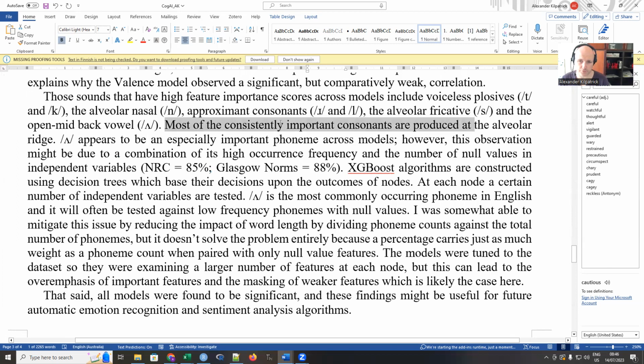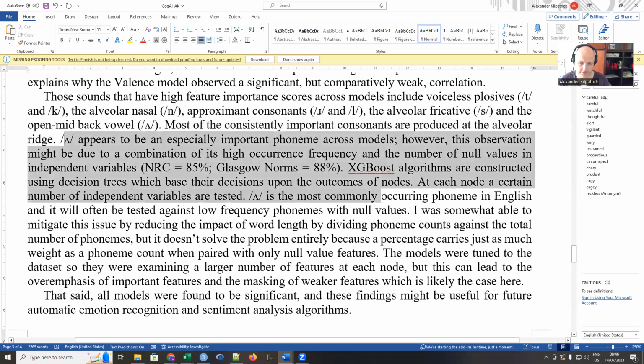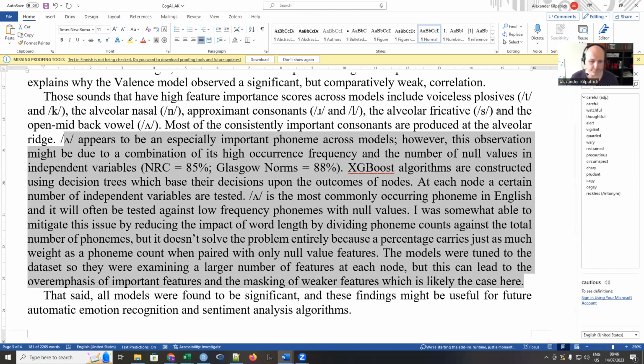Most of the consistently important consonants are produced at the alveolar ridge. Seems kind of interesting. Here is where I talk about the issue of phoneme frequency and how that is probably contributing to the feature importance scores. This file will be in the OSF file that is linked below. So if you're interested in reading it, it's only 3 pages long. Go and take a read.